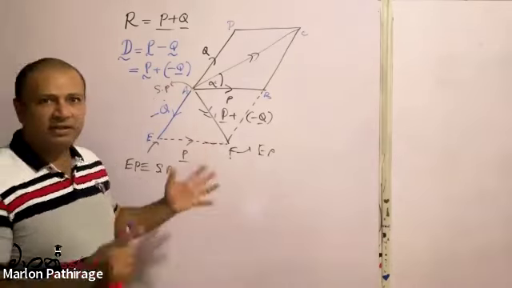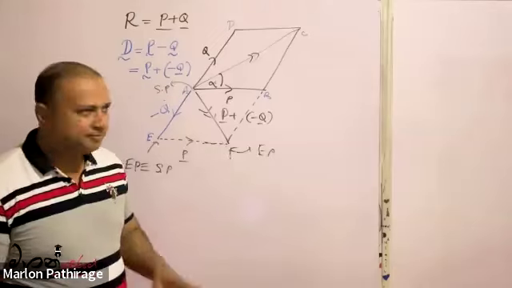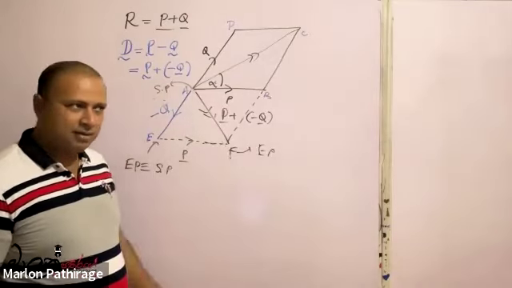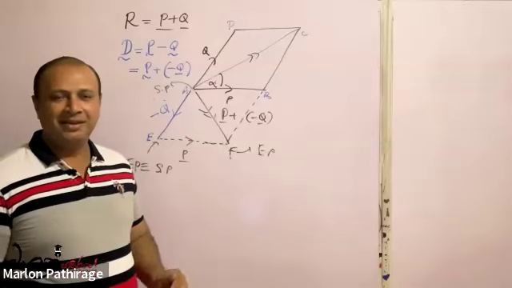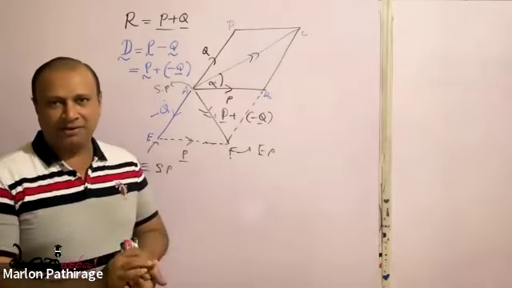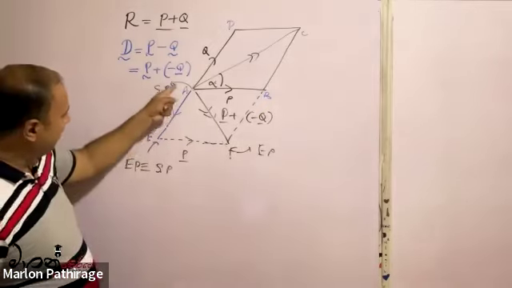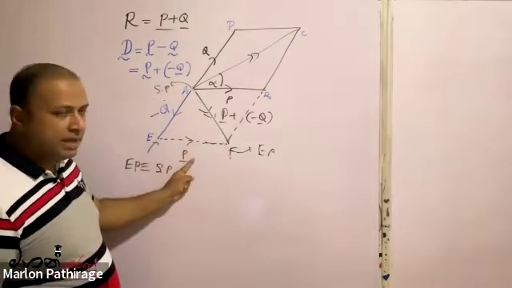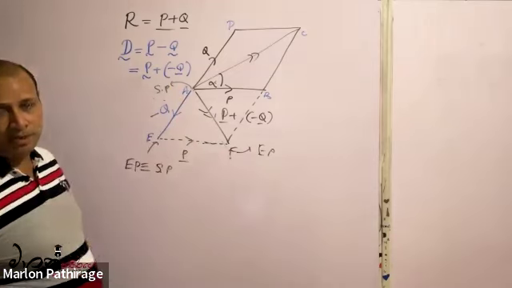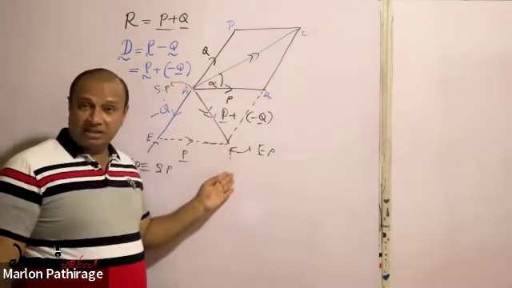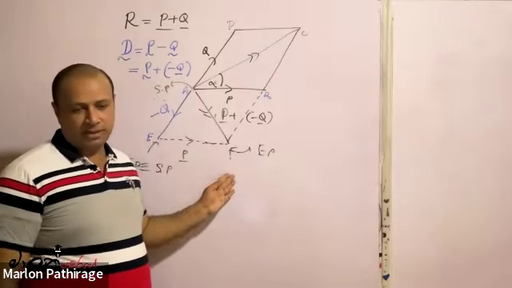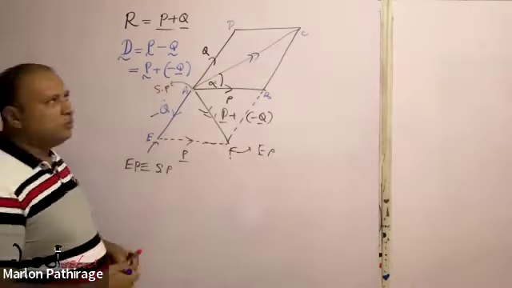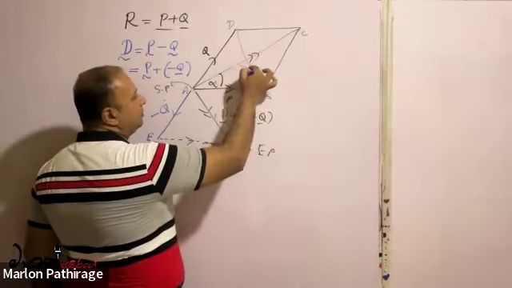First one is the vector parallelogram theorem. Then the vector triangle principle. Then the principle of vector addition. From these three methods, I can prove AF vector is the addition vector of P plus minus Q. P plus minus Q means AF vector is the P minus Q vector. So if it is the P minus Q vector, you can draw this DB vector.